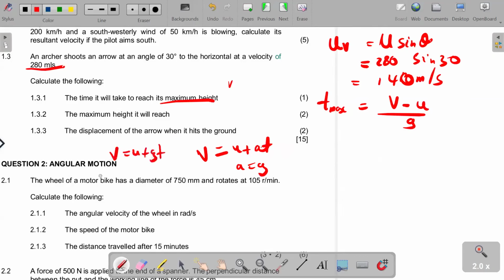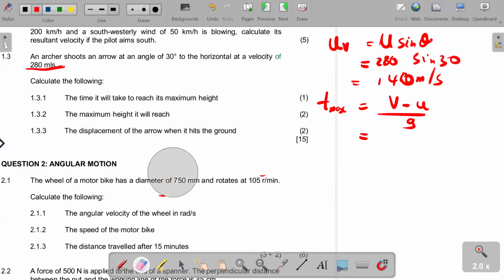So if we now make T the subject, V minus U is equal to GT divided by G. Hence, we come up with this formula. So V, the final velocity, at the maximum height is known. What is the velocity at the maximum height? It's 0. So 0 minus the initial velocity.